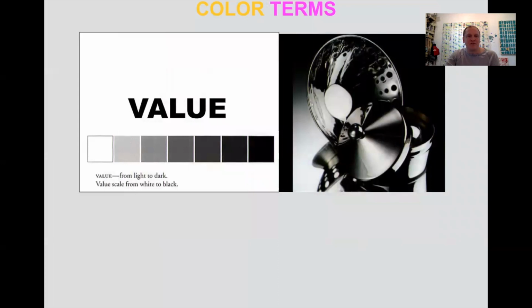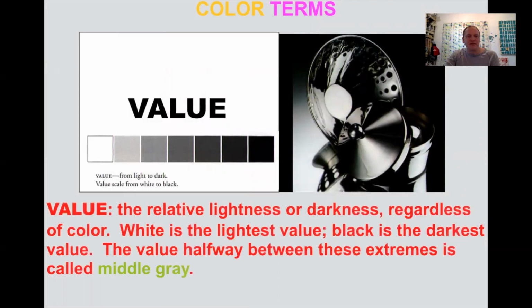So here are some key terms. Value, and that's the brightness that I was talking about, regardless of the color. So white is the lightest value, black is the darkest value. Halfway through that is what we call middle gray.